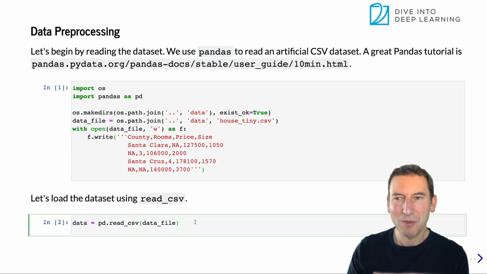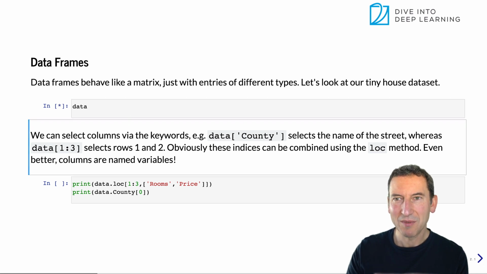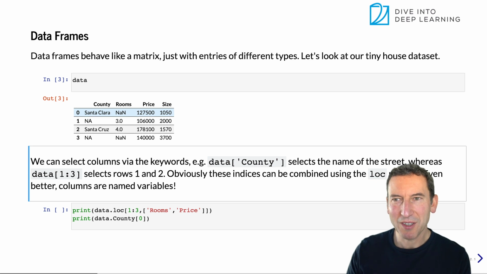Now let's have a look at what this data frame actually looks like. So let's print it out. And voila, we actually get something rather pretty looking. Namely, it's prettily formatted and we have columns like county, rooms, price, and size. We have rows numbered, and we have the appropriate entries where, if it's Santa Clara County or Santa Cruz, we have it. And if not, then the county is not available, or if these are numbers, it's not a number. Because maybe not for all houses we know the number of rooms.